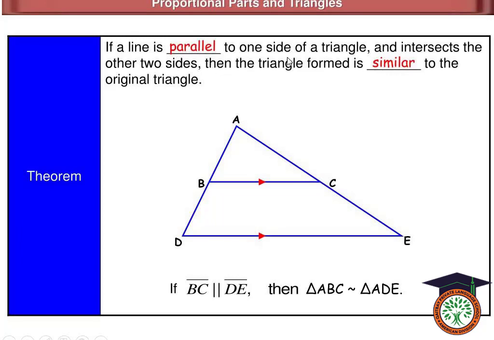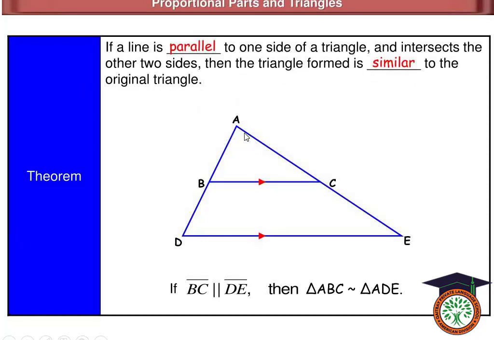If a line is parallel to one side of a triangle and intersects the other two sides, then the triangle formed is similar to the original triangle. Let's read it again. If a line is parallel to one side of a triangle. So we have here BC, this line is parallel to one side of a triangle. And this line intersects the other two sides, as we see here, line BC intersects the other two sides, AD and AE. Then the triangle formed is similar to the original triangle.